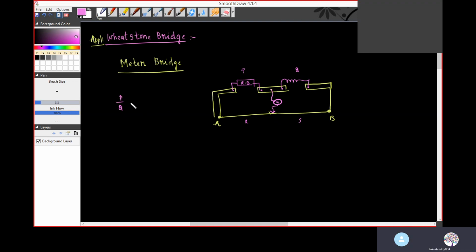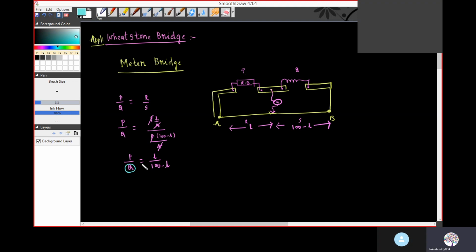Then P by Q is equal to R by S. P is resistance, Q is resistance, and R is rho L by A. If this length is L, as the total is 100 centimeters, the other one will be 100 minus L, so rho times (100 minus L) by A. Rho is the same and area of cross section is the same. So P by Q is equal to L by (100 minus L).